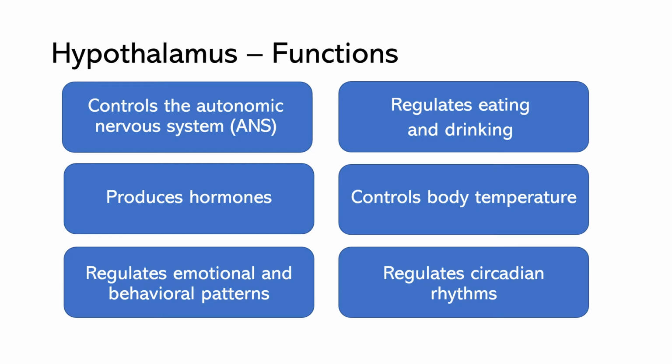The hypothalamus also regulates eating and drinking and contains a feeding center, a satiation center, that means you know you've had enough, and a thirst center. The hypothalamus also acts as our body's thermostat and controls our body temperature. Another very important function of the hypothalamus is regulation of our circadian rhythm, or our body's internal clock, which helps us to establish our sleep-wake cycle.